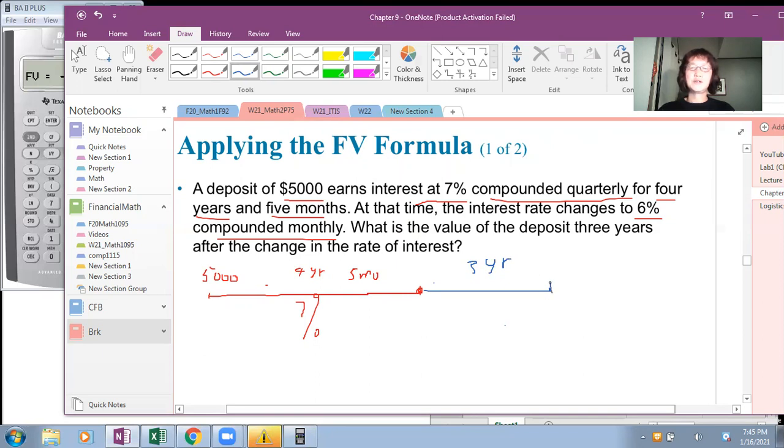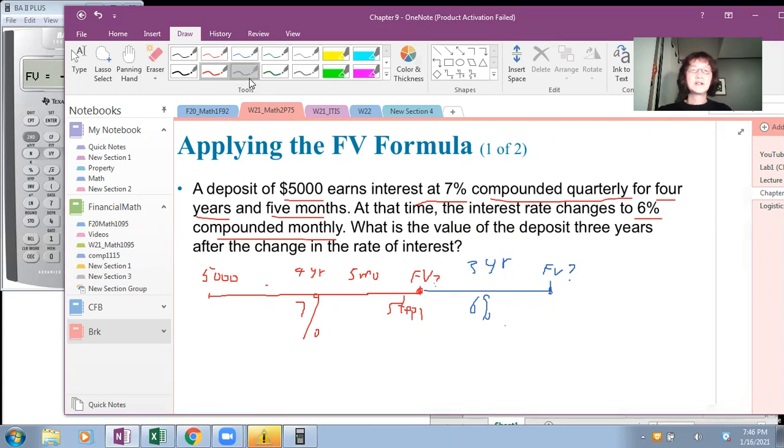And the question asks you, what is the future value here? That is the question at this point. So interest rate is 6% compounded monthly. Okay, this is the picture. So we need to do 2 steps. Step 1, what is the future value after 4 years, 5 months? Okay, this is step 1.